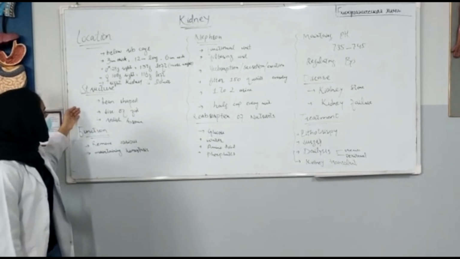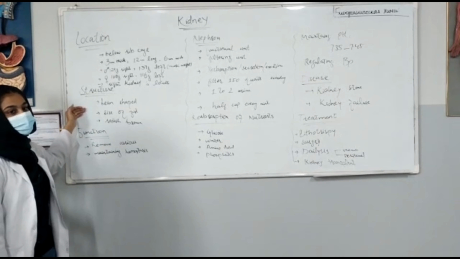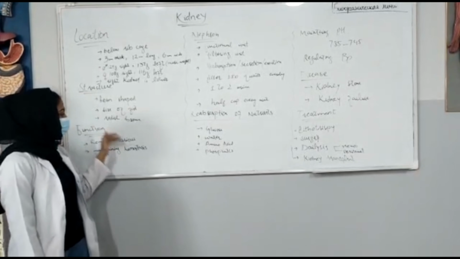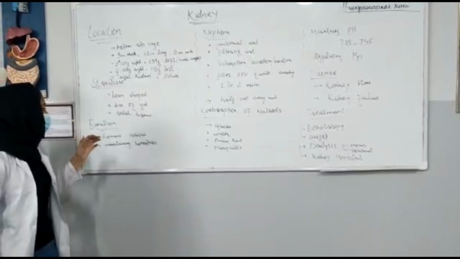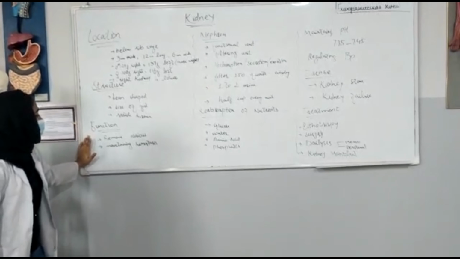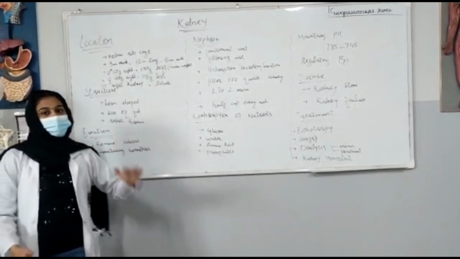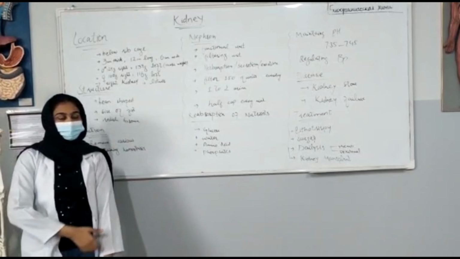Structure. It is bean shaped, about the size of a fist, and reddish brown in color. Then we discuss its function. The main functions are removing waste products, maintaining homeostasis, and making urine.